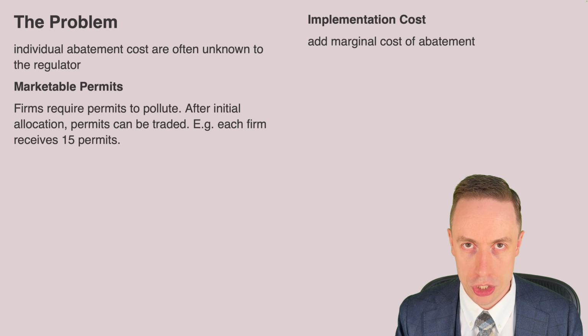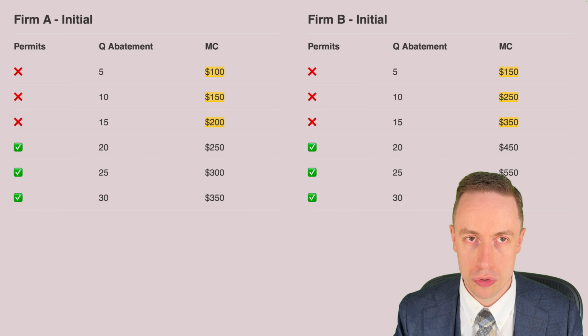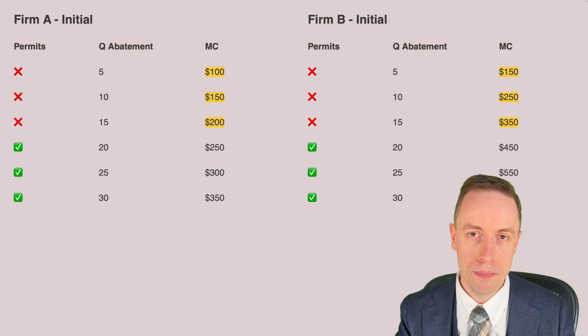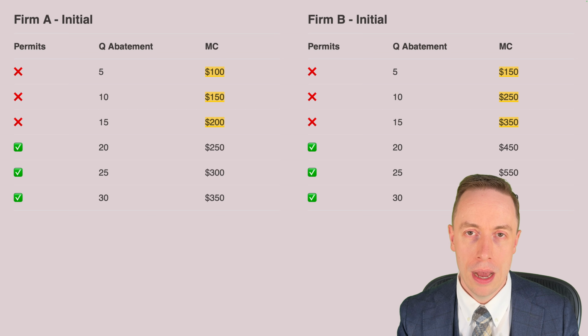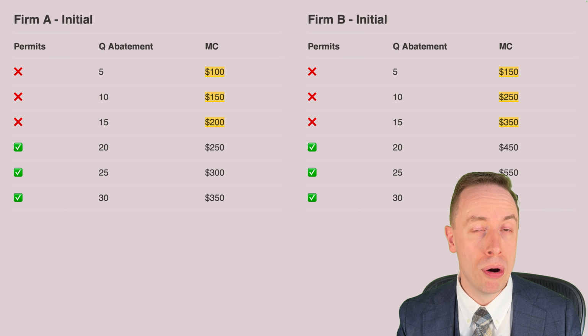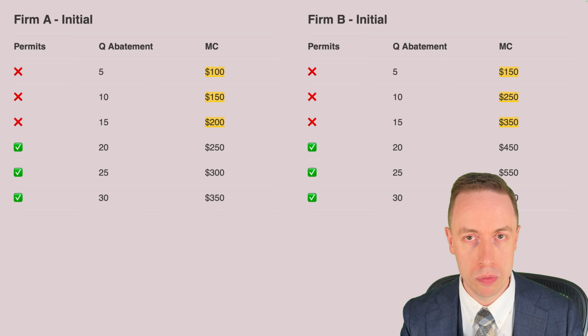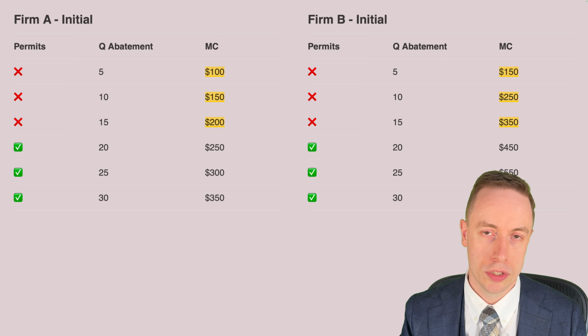So let's go through the two stages here. We go back to firm A and firm B, and we start out with a blanket rule, just like command and control. Only instead of telling each firm you have to cut 15 units of pollution, we put that statement on its head and we say, hey, I see you're currently emitting 30 units of pollution. I'm only going to give you permits for 15 of them. So whatever you don't have a permit for, you have to cut, which of course, still as a starter position means each firm would have to cut 15 units of pollution.